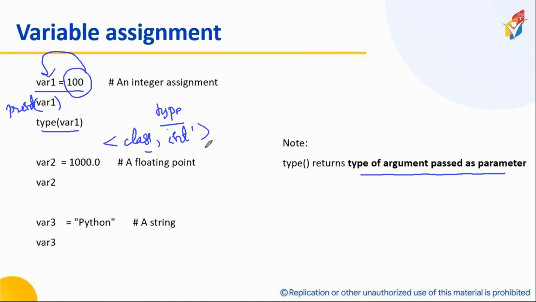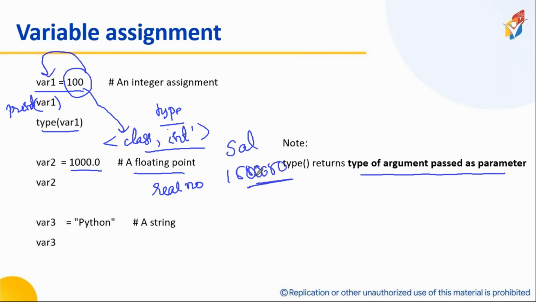What is the meaning of this concept? 100 is an integer type. Then here 1000.0 is called a floating point. In English terms, we call them real numbers. For example, if I want to display the salary of a person, 15,000.50, this is called real numbers. In computer technology, we call them floats. Here I'm storing 1000.0 float in a variable called variable2.